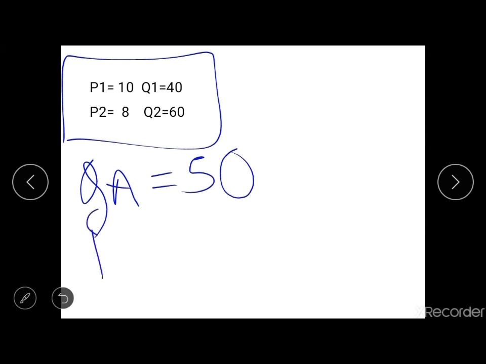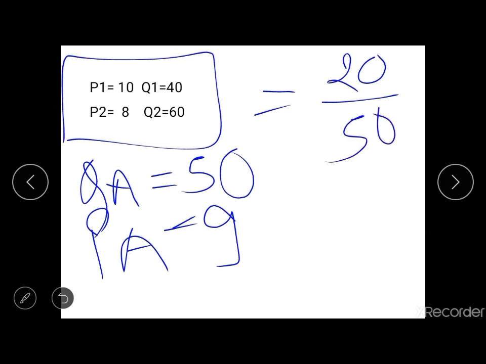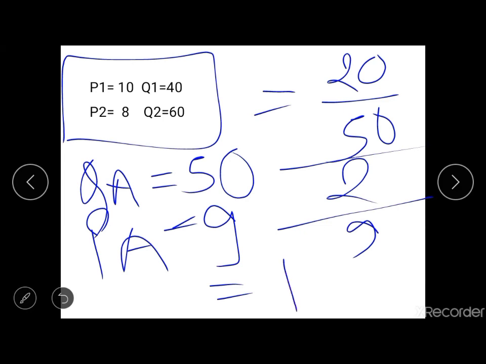And your average price, P average, would be 10 plus 8 divided by 2, which is 18 divided by 2, which gives you 9. Now the coefficient of arc price elasticity would be the change in quantity, 60 minus 40, divided by the average quantity, divided by the change in price, divided by the average price. This would give you the coefficient 1.81. So this is the arc elasticity of demand.